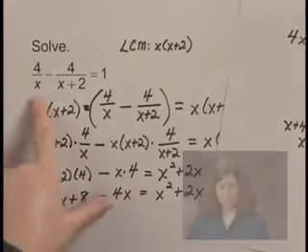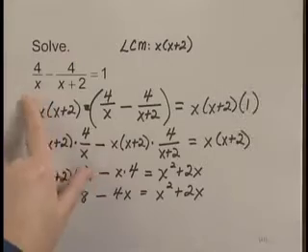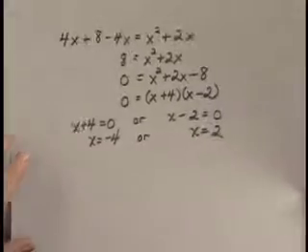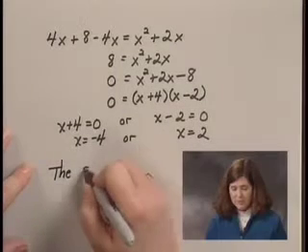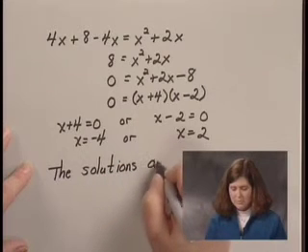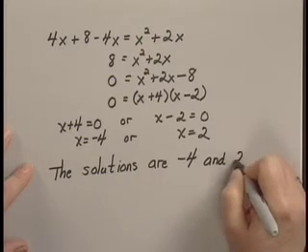I check negative 4 in the original equation and find that it checks. I check 2 in the original equation and find that it checks. After I've checked both solutions, I state that the solutions are negative 4 and 2.